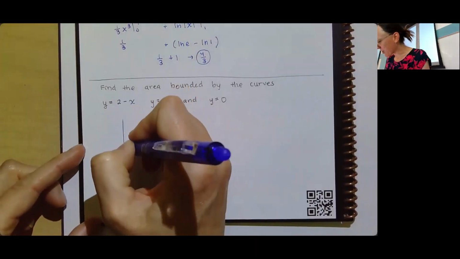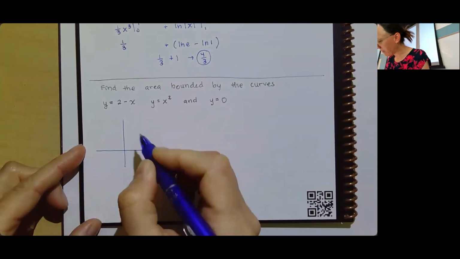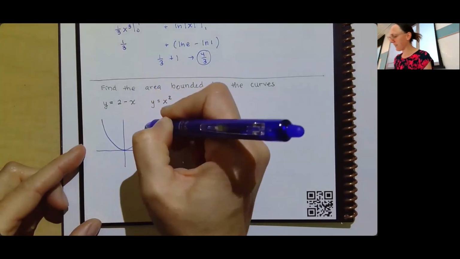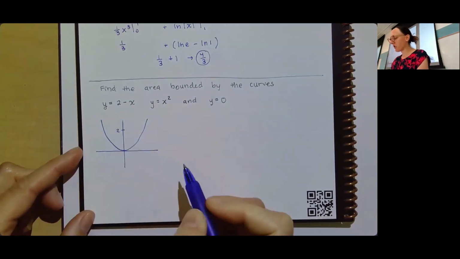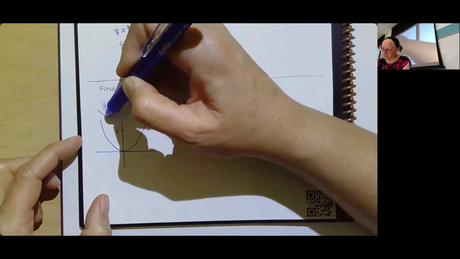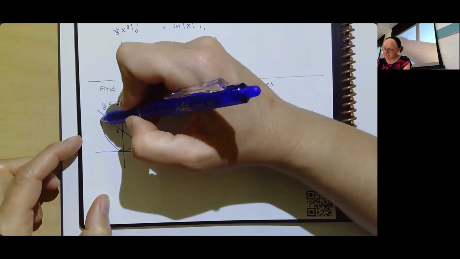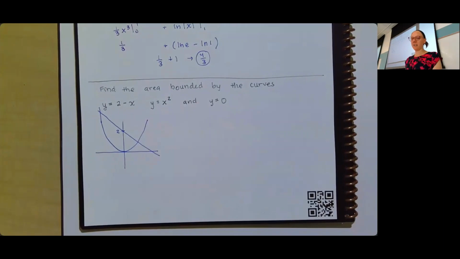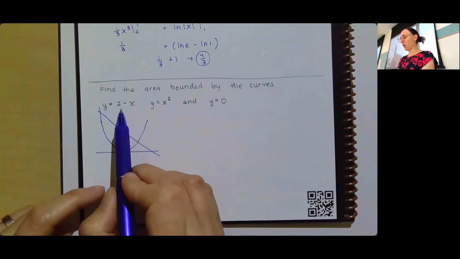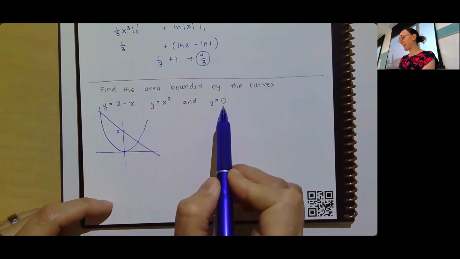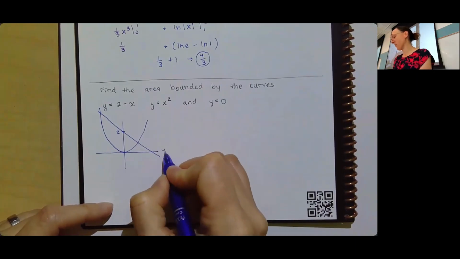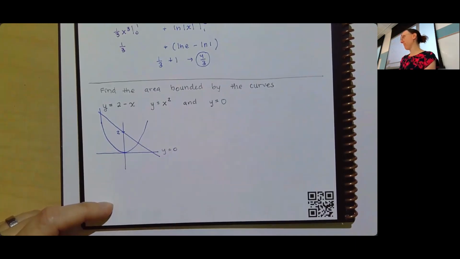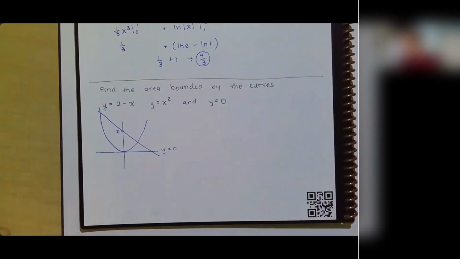If I'm drawing this picture, I've got y equals x squared. And 2 minus x means I've got a y-intercept of 2 and a slope of -1. So it's going to come down like this. And so the region that's bounded by these two curves and also y equals 0 is this little almost triangle thing down here, because that's y equals 0. So we're, yep.